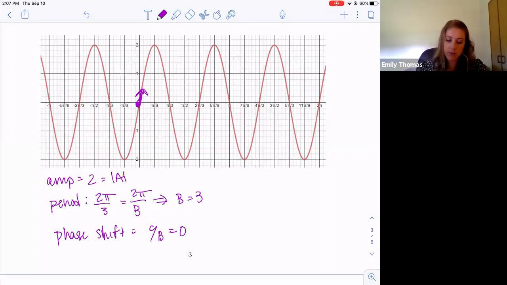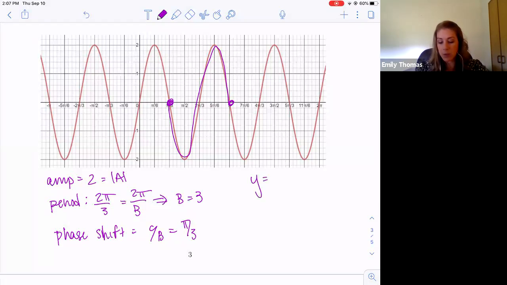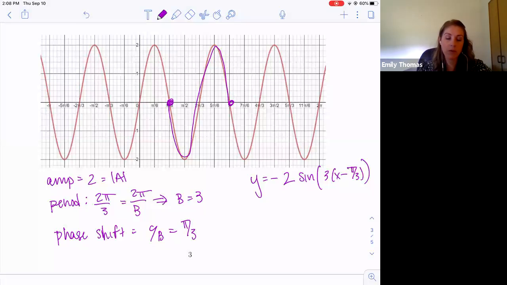But let's say we didn't see that. Let's say we don't use that. Let's use this as our starting point, pi over 3. Now look at what it's doing here on one full period. That would be negative sine. So we're looking at y equals negative 2 sine of b x minus your phase shift, which is c over b, and that's pi over 3. So that's how you would find the function from a graph.